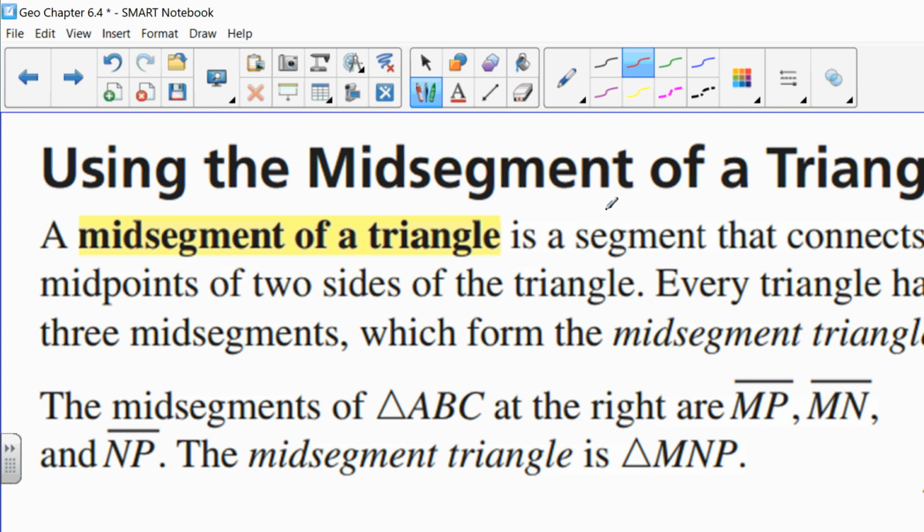What's interesting is that these segments, MN, BP, and PC, are congruent. Those three segments are actually congruent to each other. We can also say that AN, NC, and MP are all congruent, and AM, MB, and NP are all congruent. So when we connect these three midsegments in the triangle, we actually have four congruent triangles in this figure.